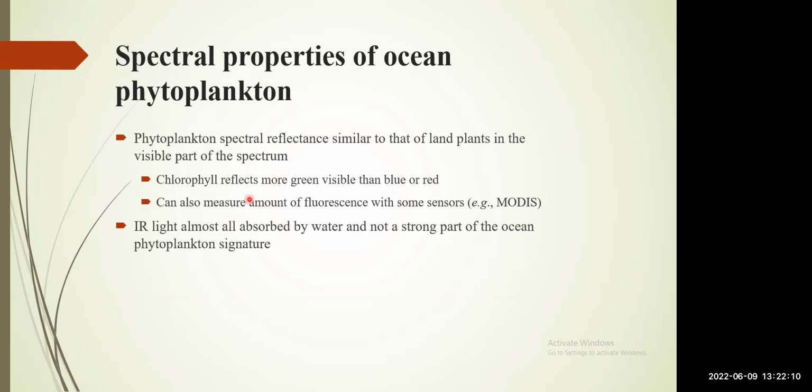So chlorophyll reflects more green visible light than blue or red, right? Within the green band, we can find the chlorophyll concentration more explicitly. We can also measure the amount of fluorescence with some sensors, like MODIS, which has a spatial resolution of 250 meters. That can be used for overall surface water, ocean movement, and some other types of data can also be calculated using MODIS data. Those big data sets can be used to study multiple changes in the area.